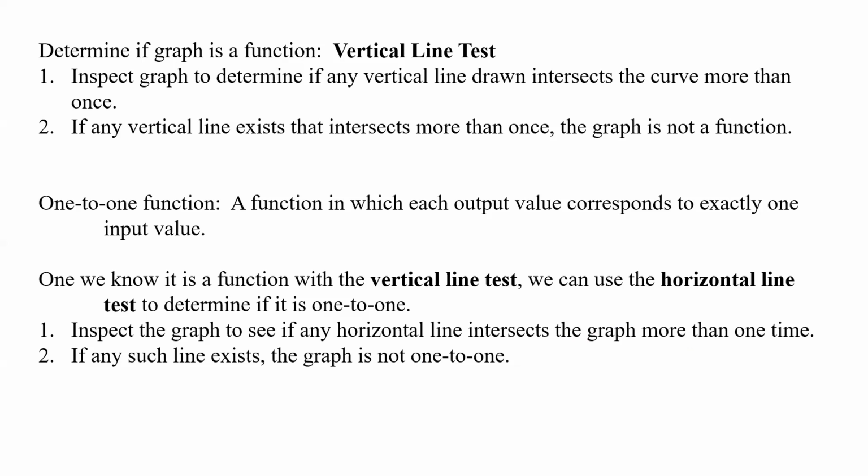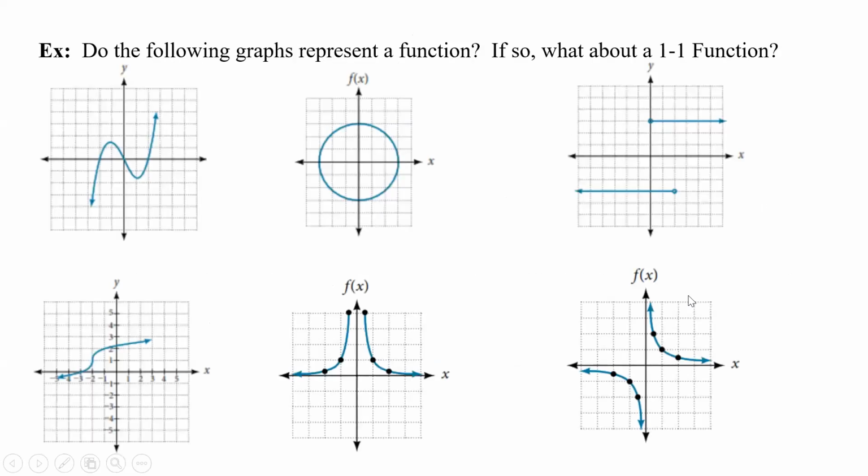You just kind of look and see. And what we're going to do now is use the vertical line test followed by the horizontal line test. So first, we're going to see which ones represent a function. Drawing vertical lines through here, how many times do they hit this graph? Well, they only hit it once. So is it a function? Yes.